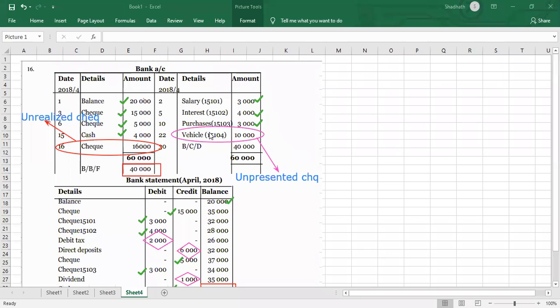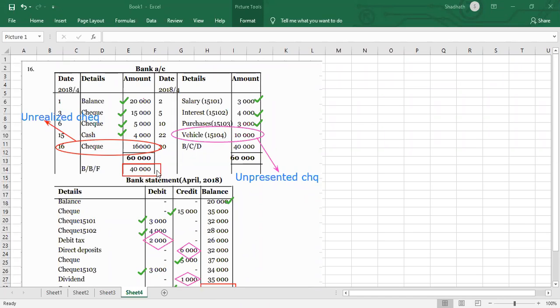So first point, our bank balance which we prepared, 40,000, is wrong. Without recording the debit tax, direct deposit and dividend 1,000, this 40,000 is calculated. So this 40,000 is the wrong balance.